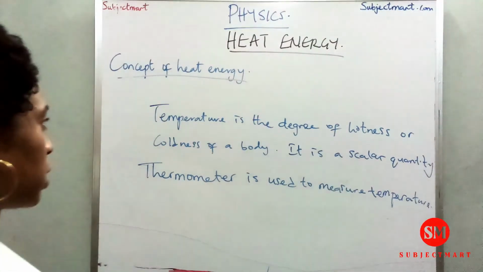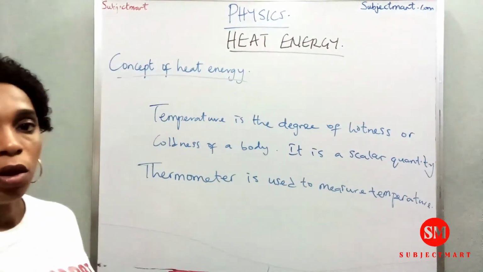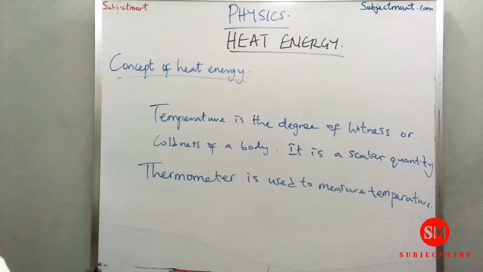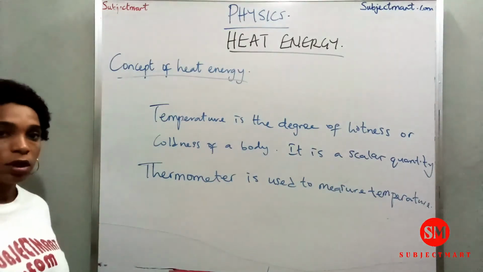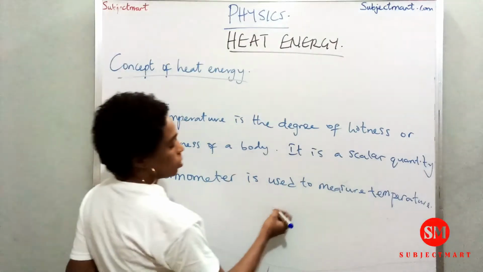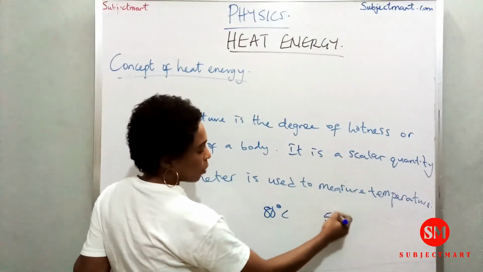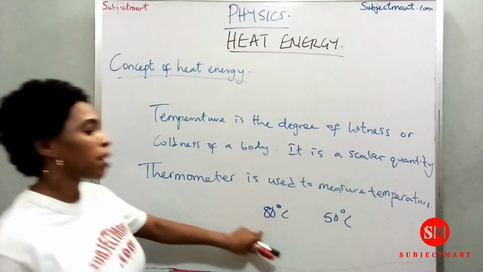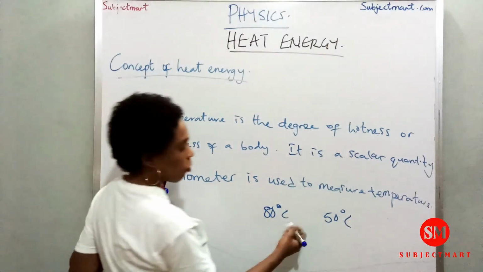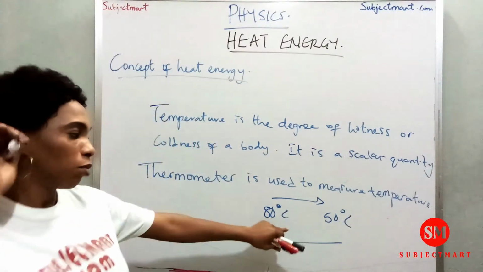So I want to believe this is very, very clear. Heat energy is the energy transferred from a hot body to a cold body as a result of the difference in their temperature. Temperature difference will determine which direction it will flow. If a body is at, let's say, 80 degrees C, and you have another body whose temperature is at 50 degrees C, it is this temperature that will determine the direction in which it will flow, whether it is going to flow from 80 degrees C to 50 degrees C, or from 50 degrees C to 80 degrees C. It's the temperature that will determine.